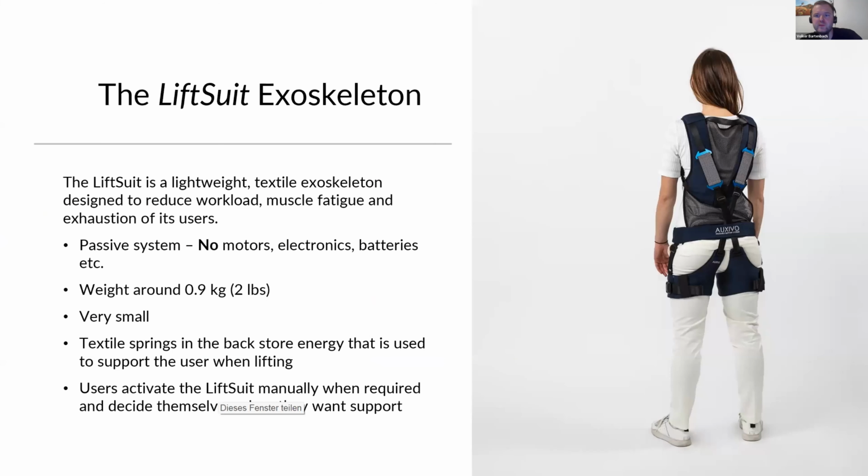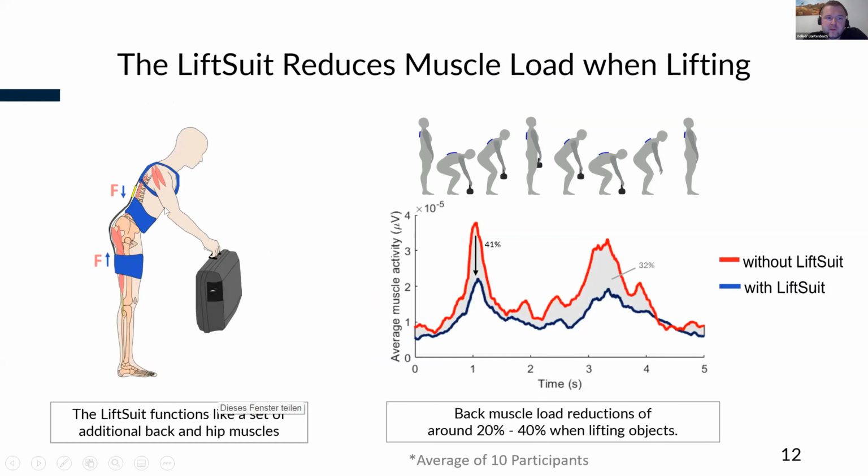In the case of the lift suit, the result of this iteration process is shown here. You can see it's a very passive, lightweight exoskeleton that connects to the upper body, to the lower body, and to the hip. In the back, you have elastic elements, elastic springs integrated. You can see these blue elements. The system is very small and very lightweight, so it complies with all these requirements. When you lean forward, these elastic elements in the back store energy. This energy can be used to support your muscles when you're either lifting something from the ground or when you remain in this forward-leaning position.